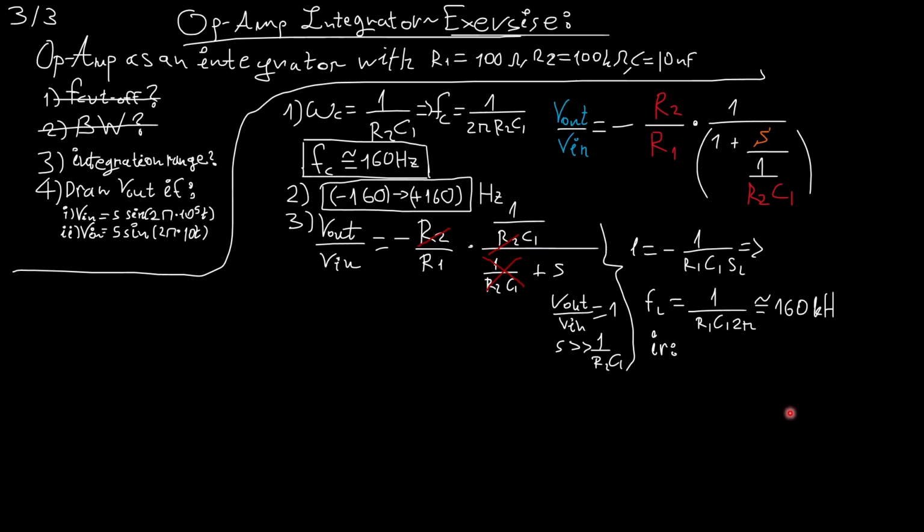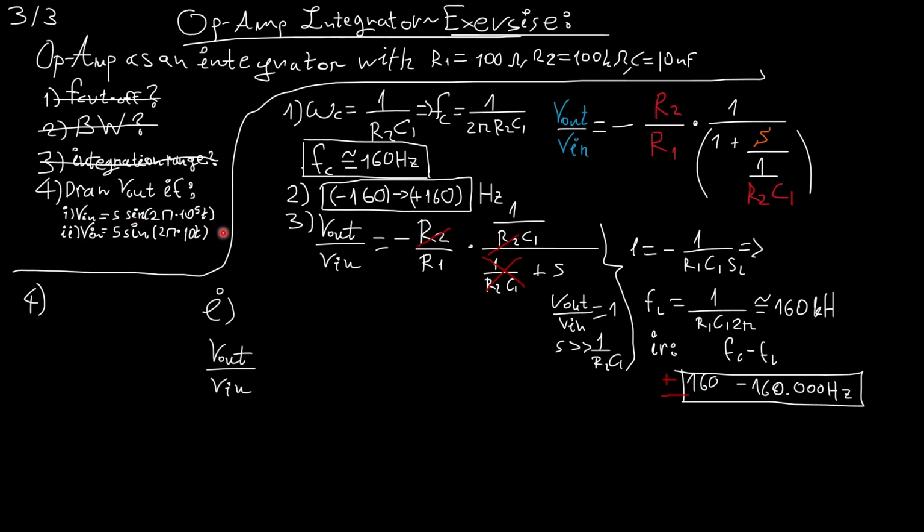Now, the integration range must be what? From the cutoff frequency to this frequency. So it's FS to FL, 160 to 160,000 hertz. Also, it includes the negative frequencies as well. Now, the next part of the exercise asks us, what is the output if the input is this? All right, we have our equation here. This is a more simplified form.